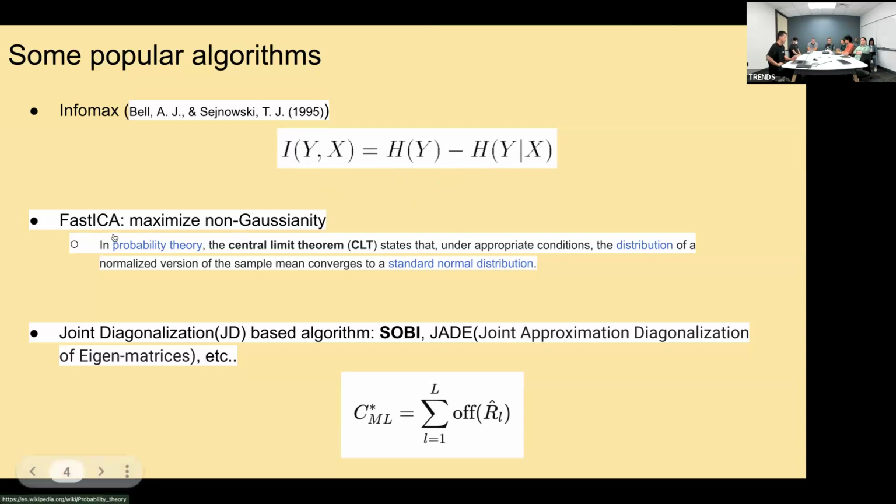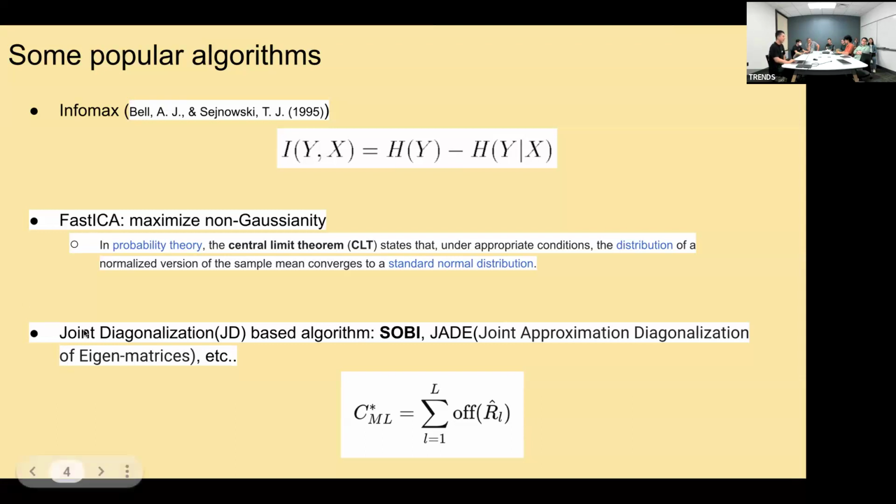Another is FastICA. Both Infomax and FastICA assume that the sources are independent. What they do is use a transformation to make the separated components as independent of each other as possible. So non-Gaussianity and entropy can both be used as criteria. FastICA, based on the central limit theorem, tries to make all the components as non-Gaussian as possible, using higher order statistics like kurtosis and skewness, which are not used in SOBI.